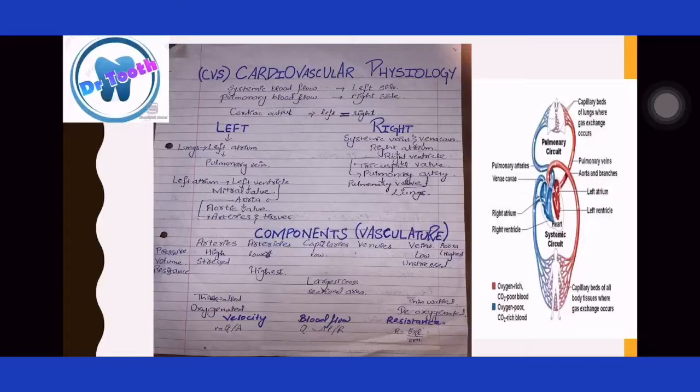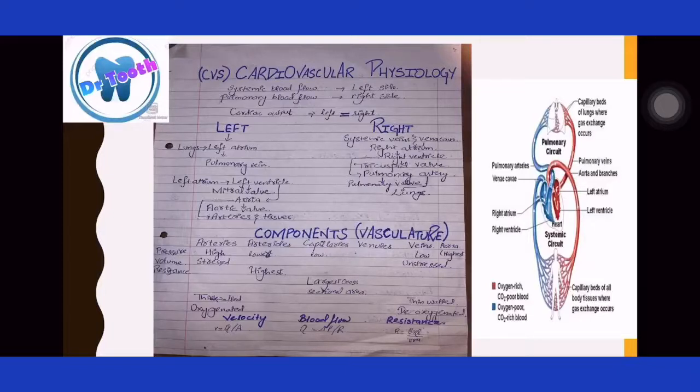Next component we have is resistance. In resistance we have parallel resistance. When an artery is added in parallel, the total resistance decreases. Then we have series resistance. Largest portion of resistance in this series is contributed by arterioles.